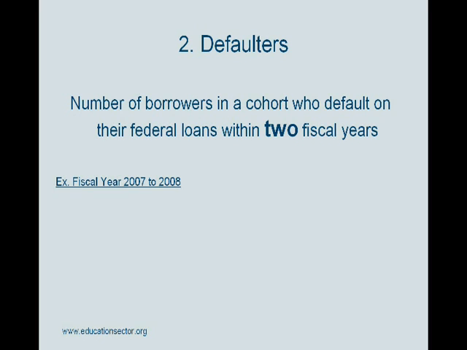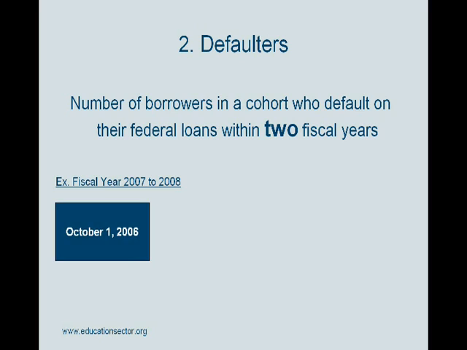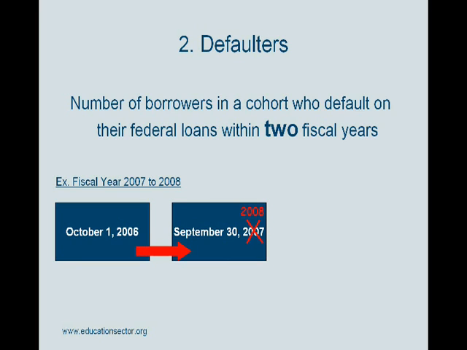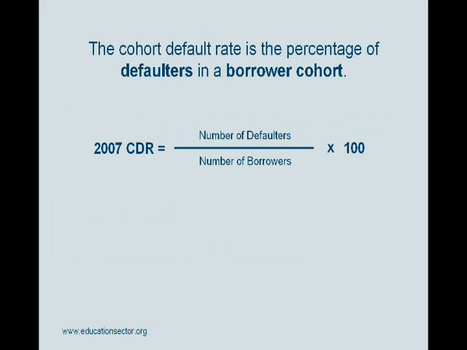These are the borrowers in a cohort who have missed enough payments that at least one of their federal loans defaulted within 2 federal fiscal years of entering repayment. For instance, defaulters in the 2007 rate are borrowers who entered repayment in the 2007 fiscal year and defaulted in the 2007 or 2008 fiscal years. The CDR is calculated as the percentage of defaulters in the borrower cohort.